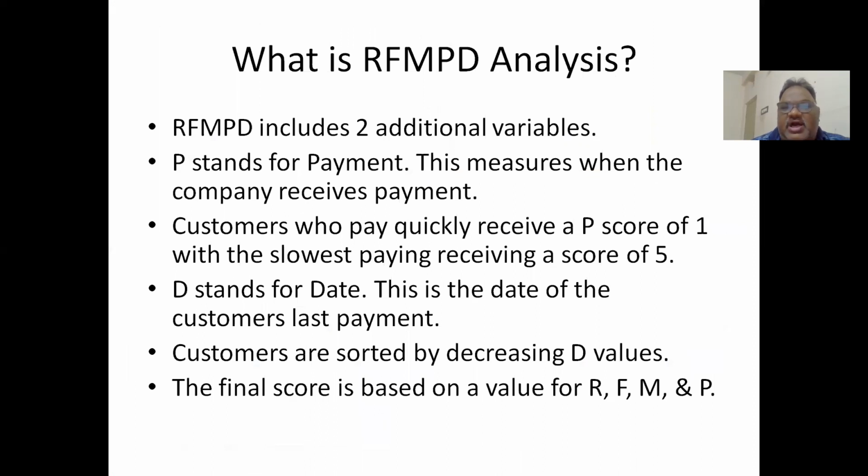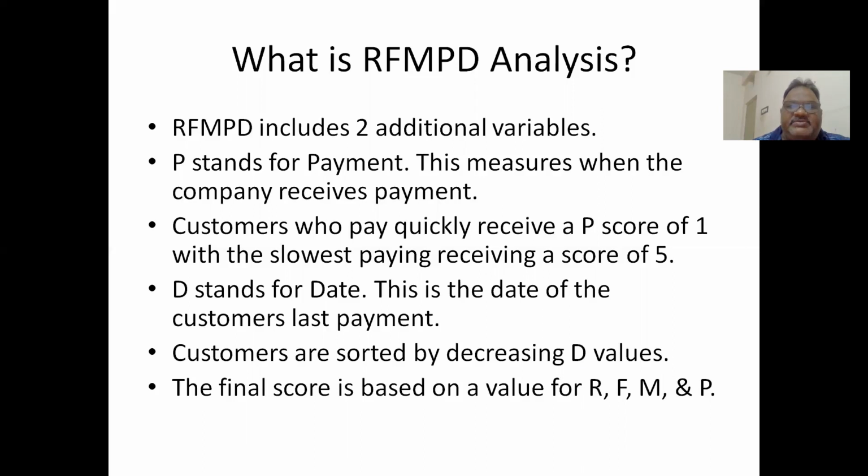Then another topic is called RFM PD. Suppose when you go to supplier analysis, P means payment. Sometimes people pay cash, credit card, or they can go for loans. So there are different ways. Again we divide P into 5 parts. Customers who pay quickly get score 5, then 4, then 3, then 2, then 1. Then D means date of payment. P means payment.